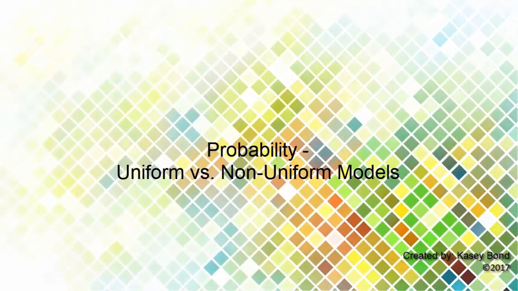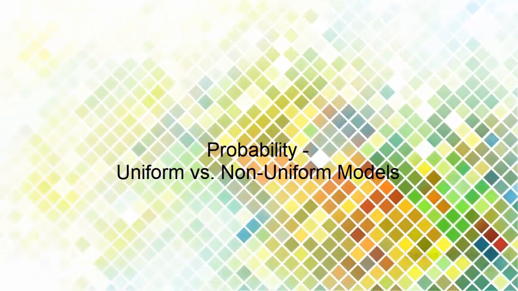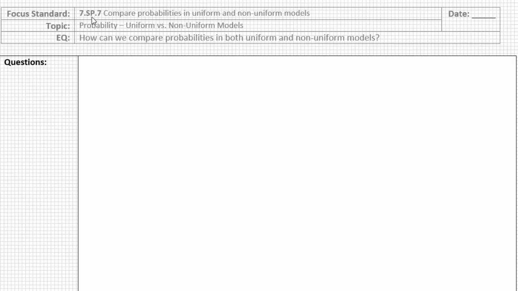For today's lesson, our focus standard comes from Grade 7, Statistics and Probability, Standard 7. Compare probabilities in uniform and non-uniform models. Our topic comes from our probability unit, and the title of this video is Uniform versus Non-Uniform Models. Our essential question is, how can we compare probabilities in both uniform and non-uniform models?